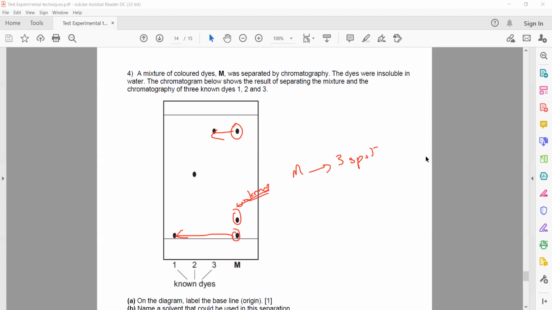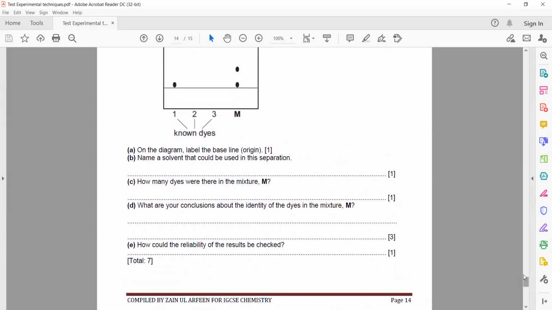And how do we check the reliability of the result? How will we show that our result is accurate? So we should repeat the procedure and take an RF value, or calculate the RF value. So we'll be sure of our results.